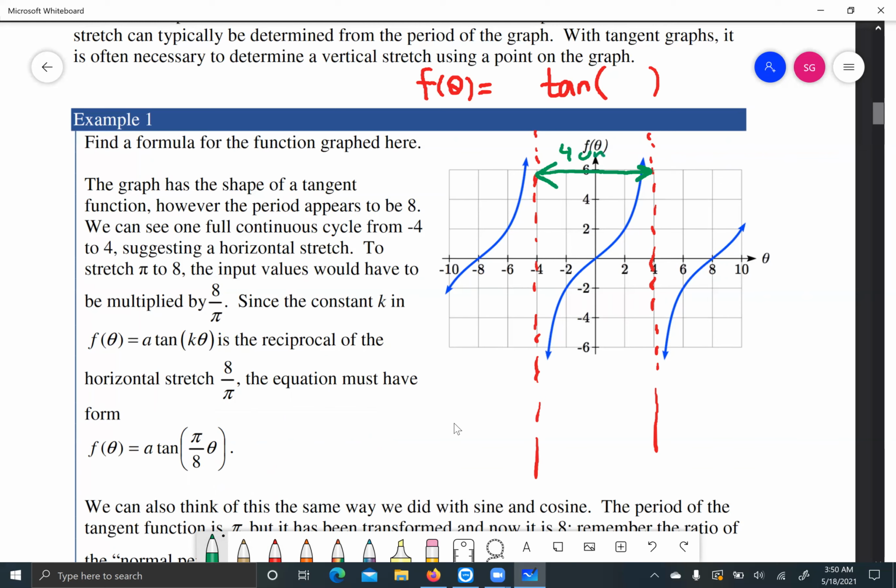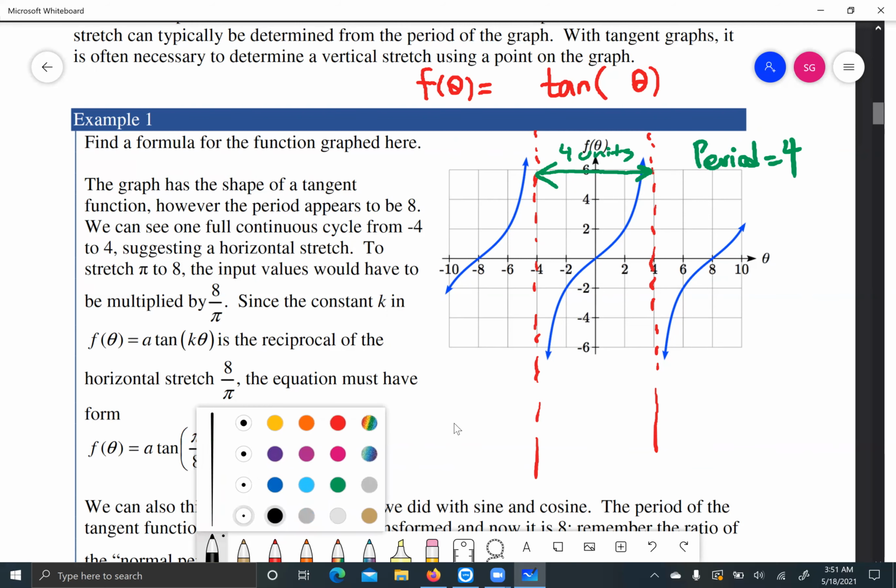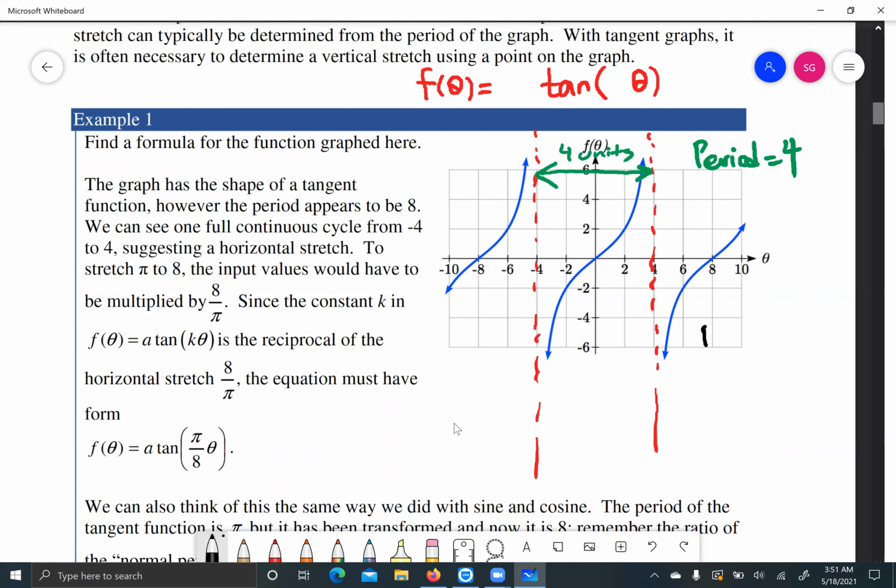4 units. So what does it mean? It means that the period of this function is 4. Okay? So I know this is tangent of theta, right? Because for tangent, the period is pi. But this transformation of tangent has a period of 4. So that means there was a multiplier. The input value had a multiplier. What was the multiplier?